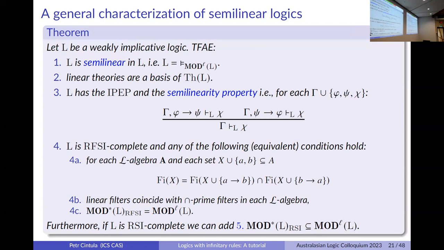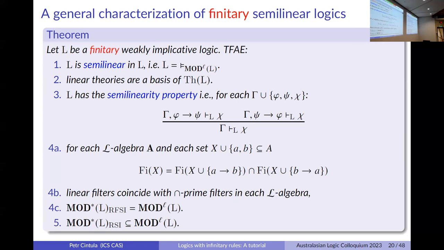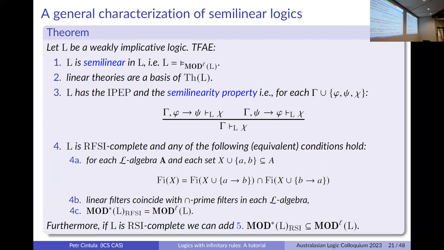This is only if we assume RSI completeness, we get this five, but we don't have to have that each semilinear logic is RSI complete. This need not happen. So this is not as beautiful as it could be, but I still think it's pretty beautiful, no? That we get from this thing, which has a very strong assumption of finitarity, to complete characterizations without any assumptions, with identified what are the properties, what is exactly missing there to get the equivalence. So that's beautiful, at least in my book.